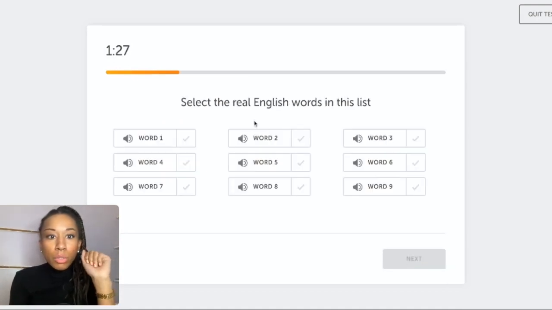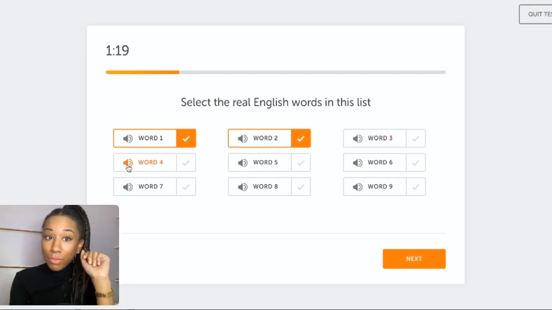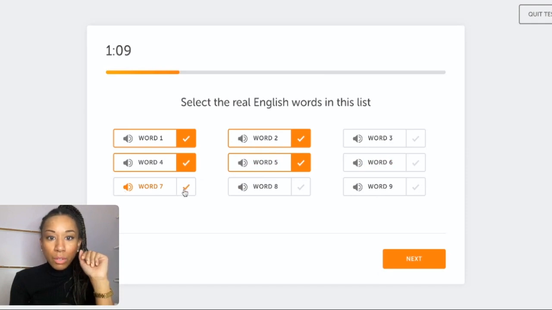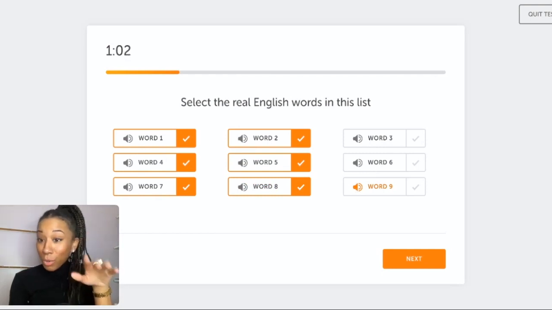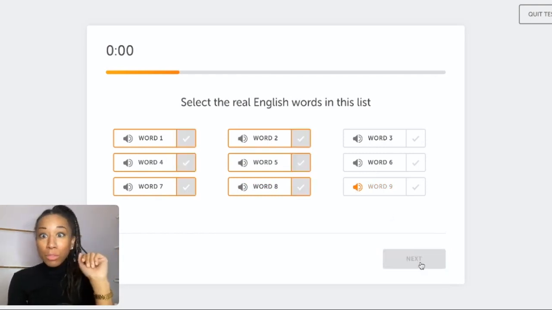Select the real English words in this list. That's real. That's real. Never heard that in my life. Yes, that's real. No, that's not real. It sounds ridiculous. That's real. What? Tounder's not a word. Founder's a word, but not tounder.